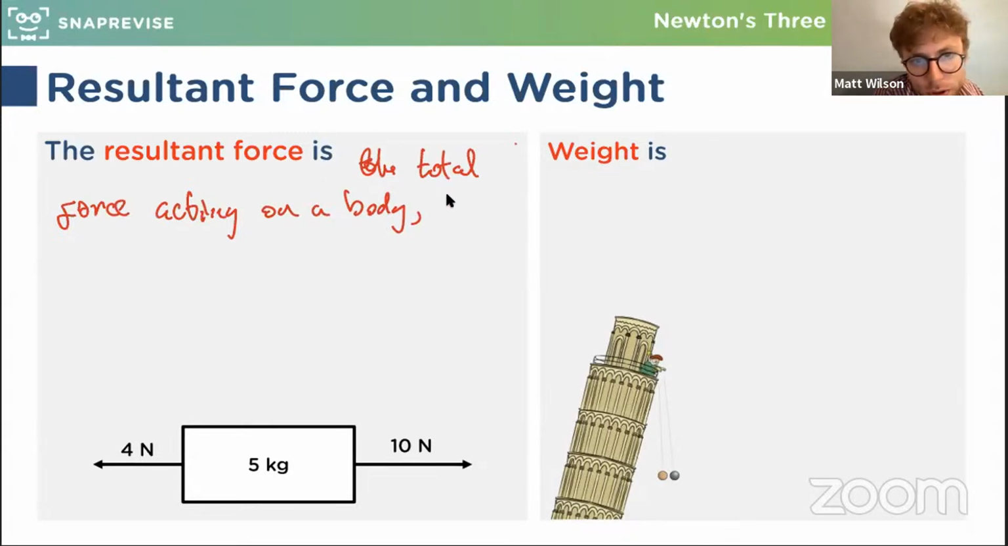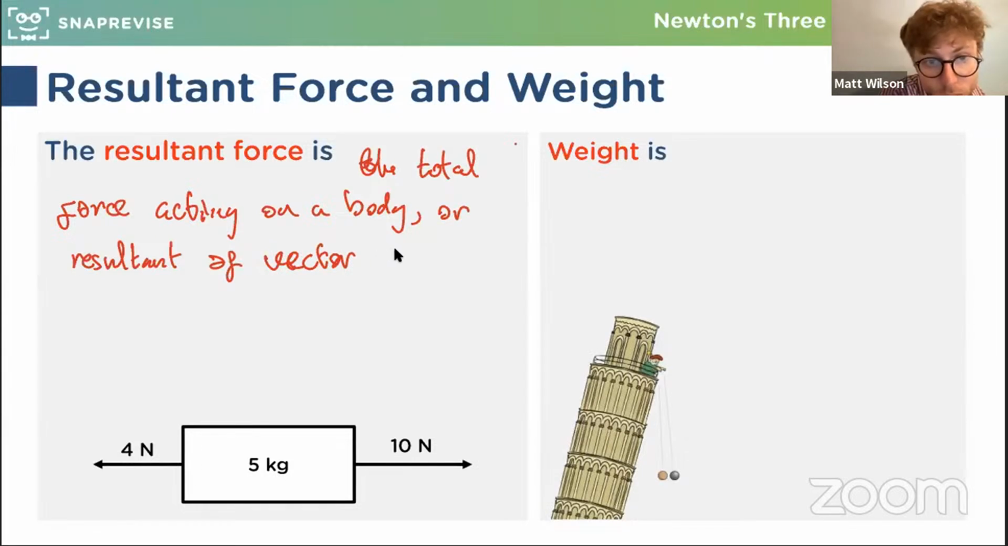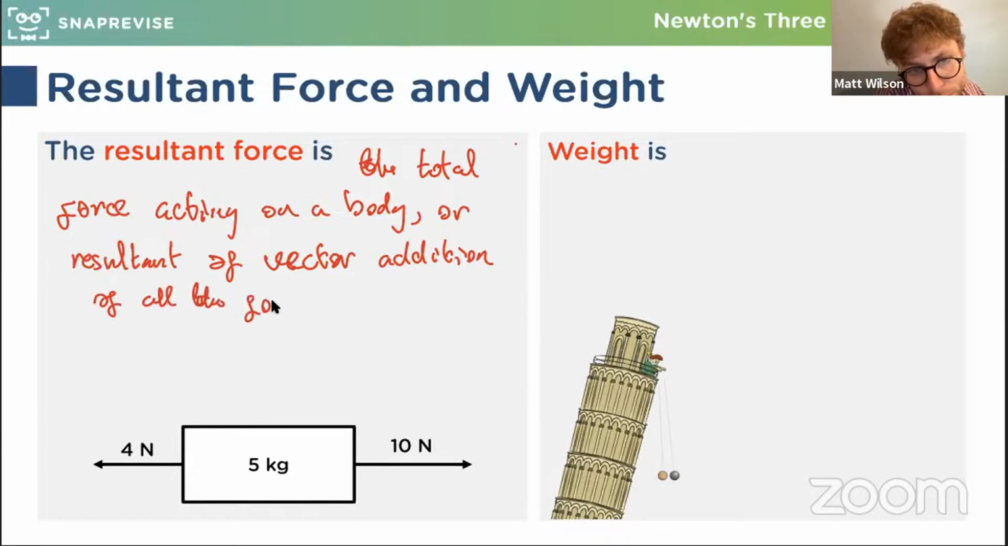Or the resultant of vector addition of the forces. So it's just two ways of phrasing the same thing. It's the total force, but the way you calculate the total force is by doing vector addition. Each force is a vector. You add them together by thinking of them as vectors and adding them as vectors. All the forces on the body.